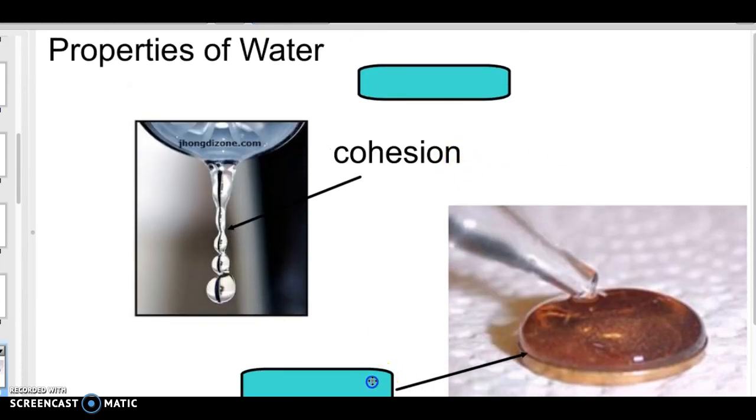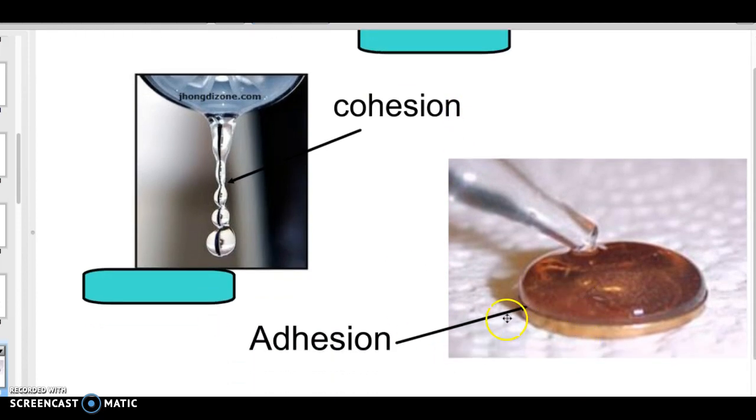Water can also be adhesion, so it adheres. It likes to stick to other things as well. So the reason why I was able to hang off of the side for quite a little bit was because it was sticking to the penny. Water was sticking to the penny.